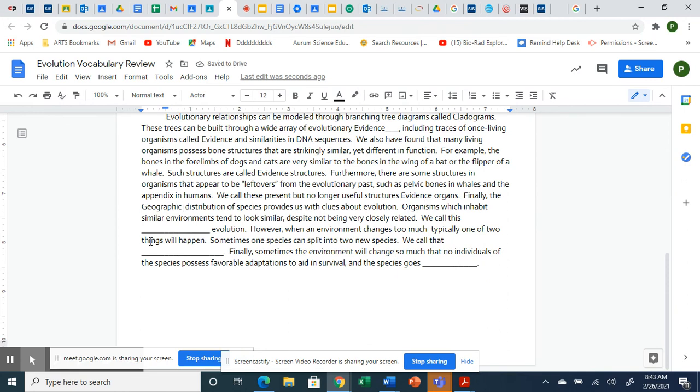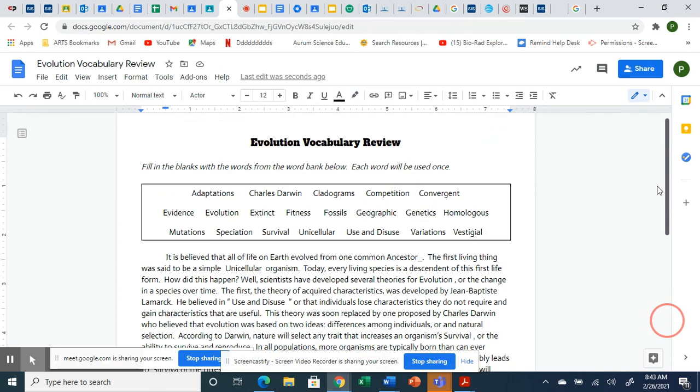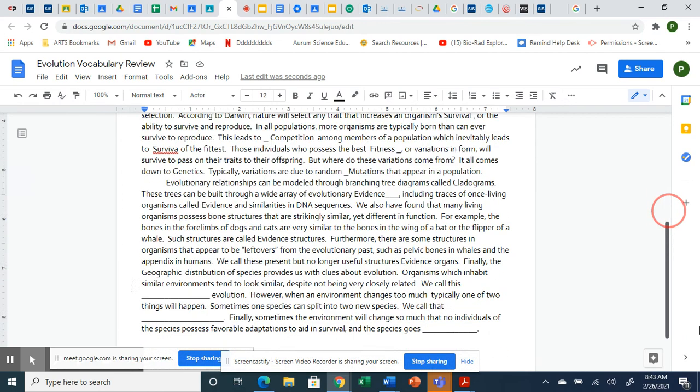Organisms which inhabit similar environments tend to look similar. We call this, what do we call this? Oh, if they look the same, homogeneous. We remember this word, homo, one.